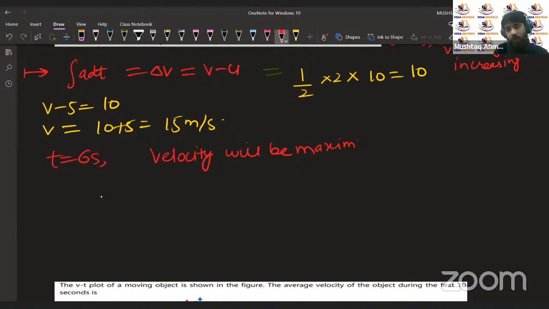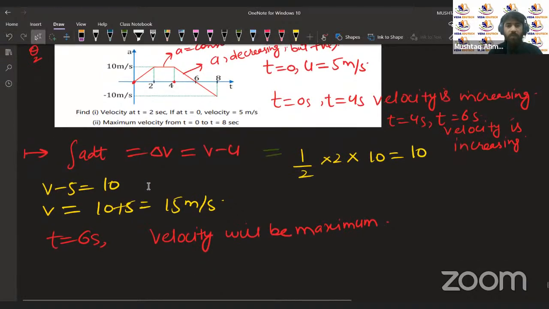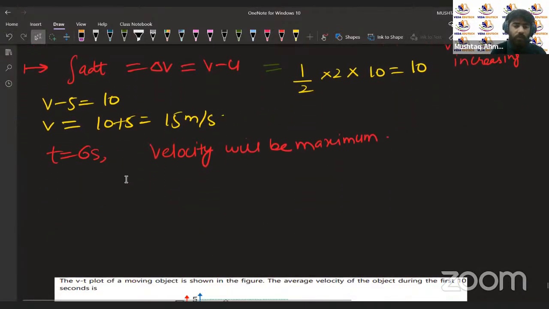Velocity will be maximum, right? So at time t equal to 6 seconds, velocity will be maximum. So we will calculate the velocity after time t equal to 6 seconds, and we'll get to know the maximum velocity. Once again, we'll use the same concept: our change in velocity will be equal to v minus u.